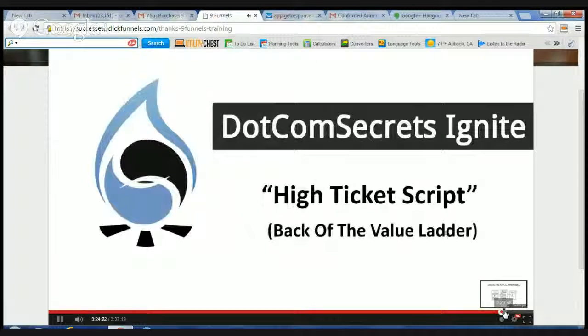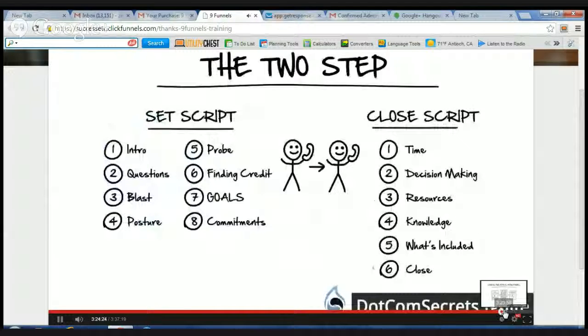Okay, so this is the high ticket script. It looks like this. Now, there's a lot of steps here. We did probably 20 hours of training in our high ticket secrets course that goes through this, but this is kind of it. The two-step script: the first person that calls is what we call our setter, and their job is to find out if the person is going to be a good fit for our coaching program.